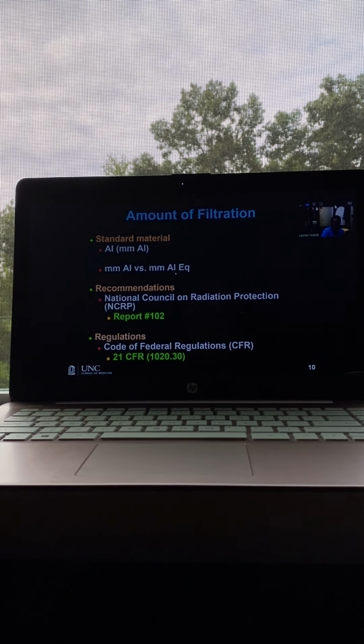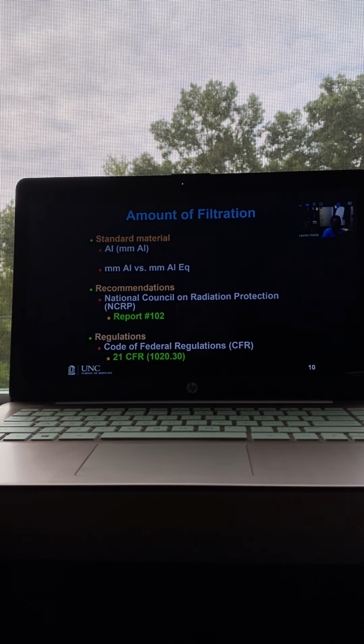If you ever see in a textbook or in a paper, wherever, millimeters of ALEQ, this stands for millimeters of aluminum equivalents. Okay, and I'll talk a little bit more about this when we get to the point here in a slide or two. But for right now, know that the standard material against which to judge filtration is aluminum, and it's millimeters of aluminum. Okay, and you'll understand this a little bit better momentarily.